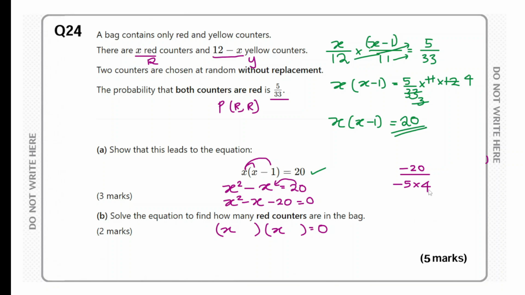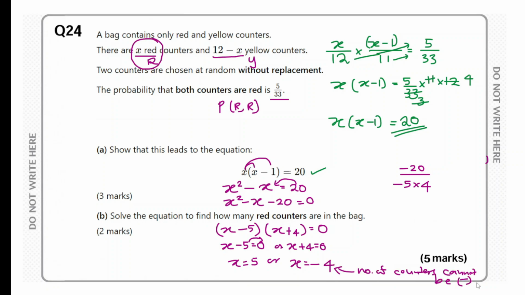So if two things multiply to give you 0, either the first one is 0 or the second one is 0. x could be 5 when you solve it, or x could be negative 4. Now, x is the number of red counters. The number of counters cannot be negative, so we discard that answer. So the final answer is x is equal to 5. The number of red counters is 5.